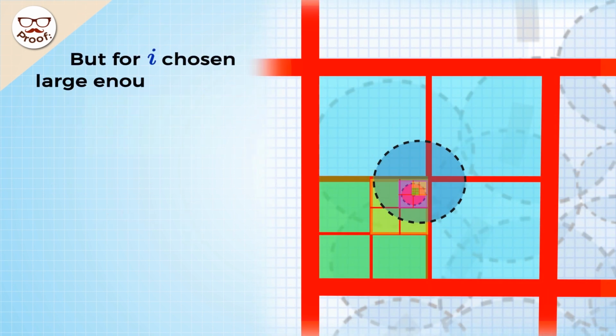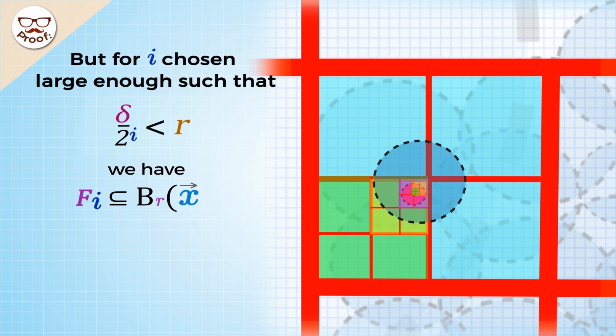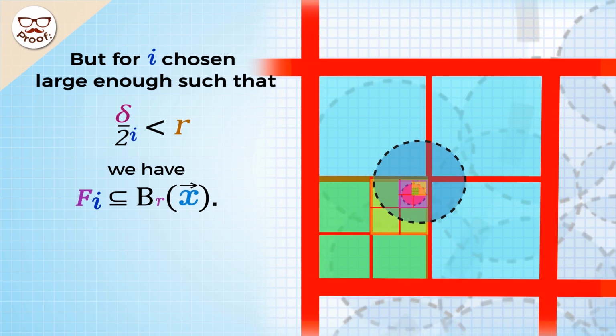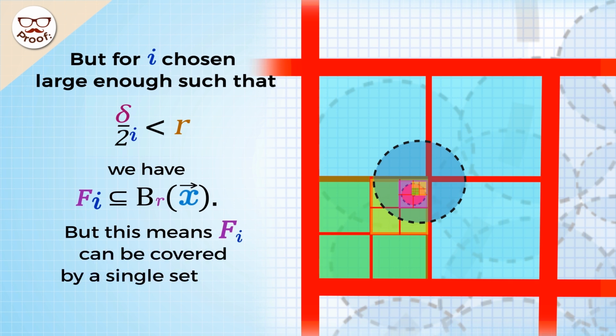But for i chosen large enough such that delta divided by 2 to the i is less than r, we have F_i is contained in the set B_r(x). But this means that F_i, and in fact all subsequent boxes of our sequence, can be covered by a single set of U, which is a contradiction.